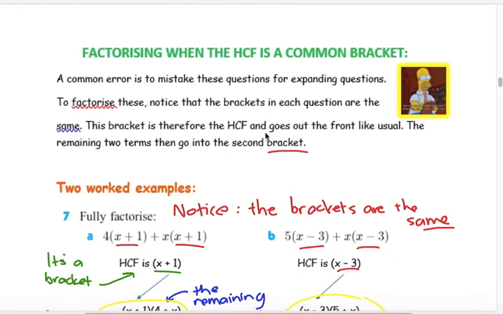So the bracket is therefore the highest common factor, and like before, with basic factorising, the highest common factor goes out the front, like usual. The remaining two terms then go into the second bracket. So here are two worked examples.